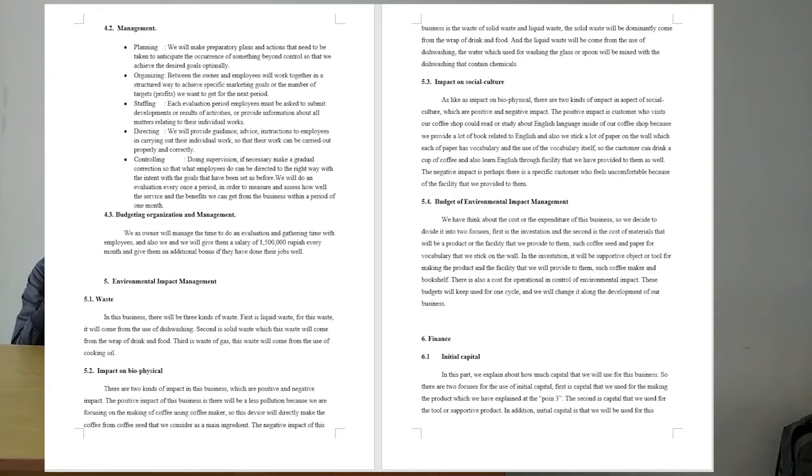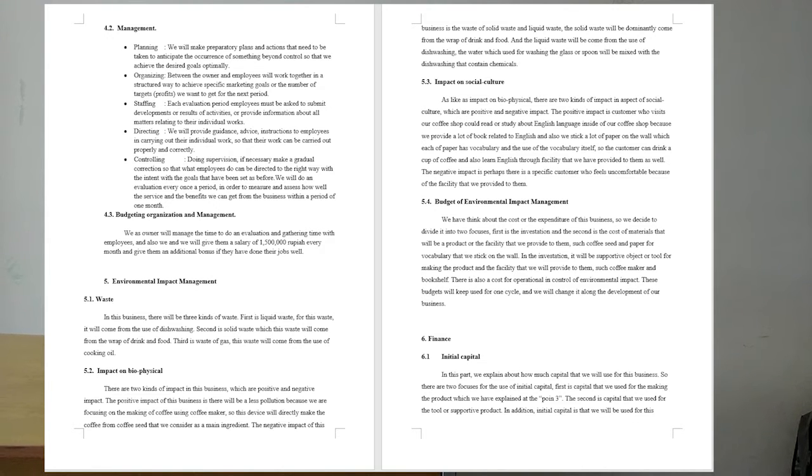So what is the impact on biophysical? In this point, there are two kinds of impact in this business, which are positive and negative impact. The positive impact of this business is that there will be less pollution because we are focusing on making coffee using a coffee maker. This device will directly make the coffee from coffee seed, which we consider the main ingredient.